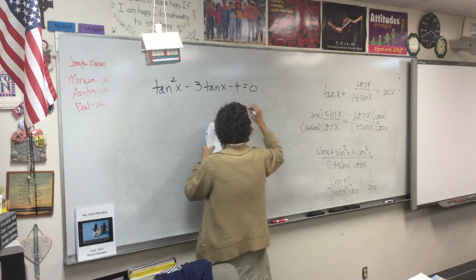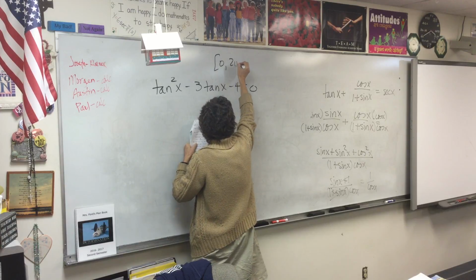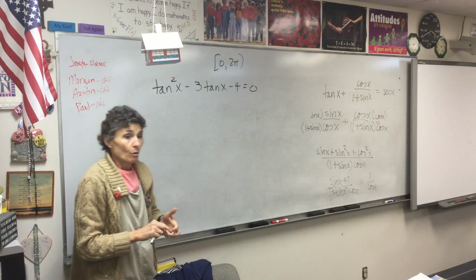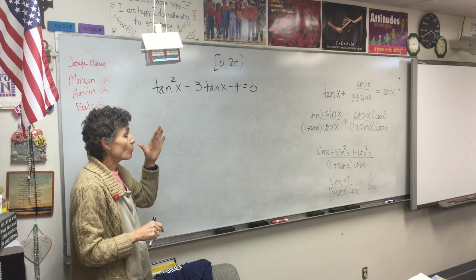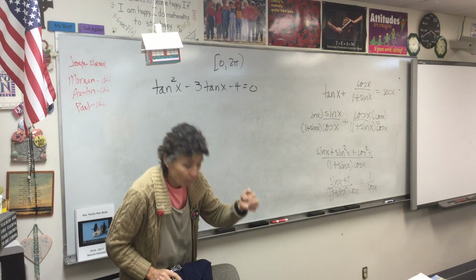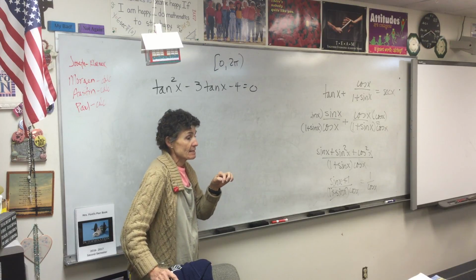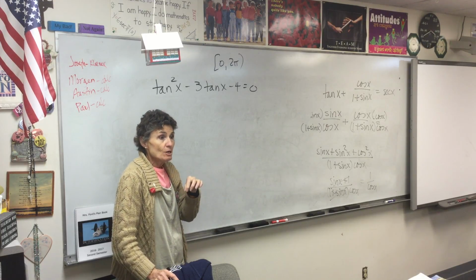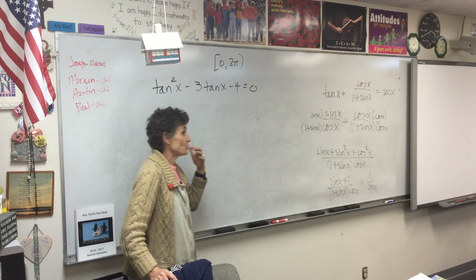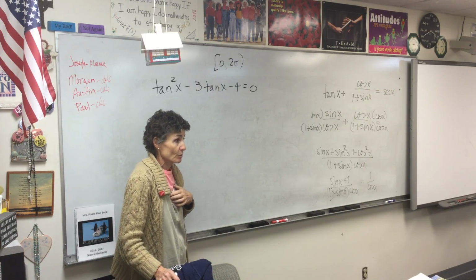The directions say you may use a calculator if you need one, and you are to solve between 0 and 2 pi, which means all the way around the circle. Now, notice the directions for B. This is A. What's different about the directions for B? It says 0 to 360. So what that is cluing me into is, when I'm doing this problem, I'm going to do it in radians. And when I do problem B, I'm going to do it in degrees.